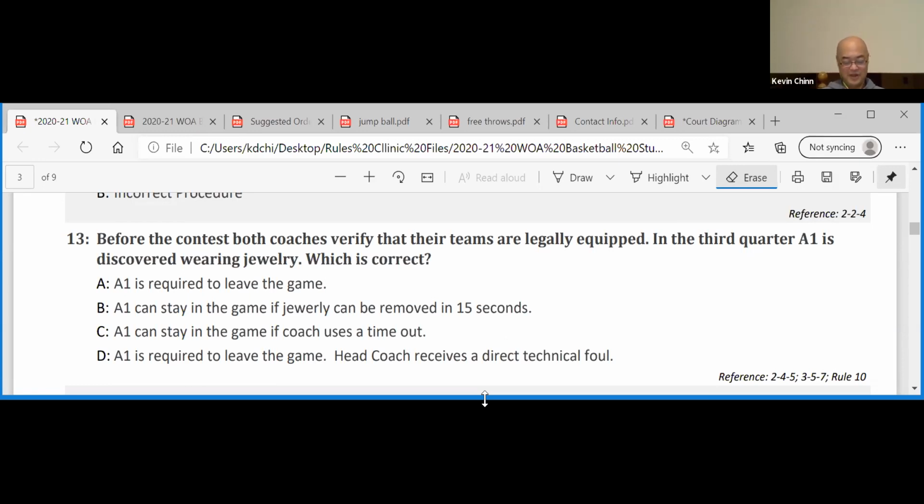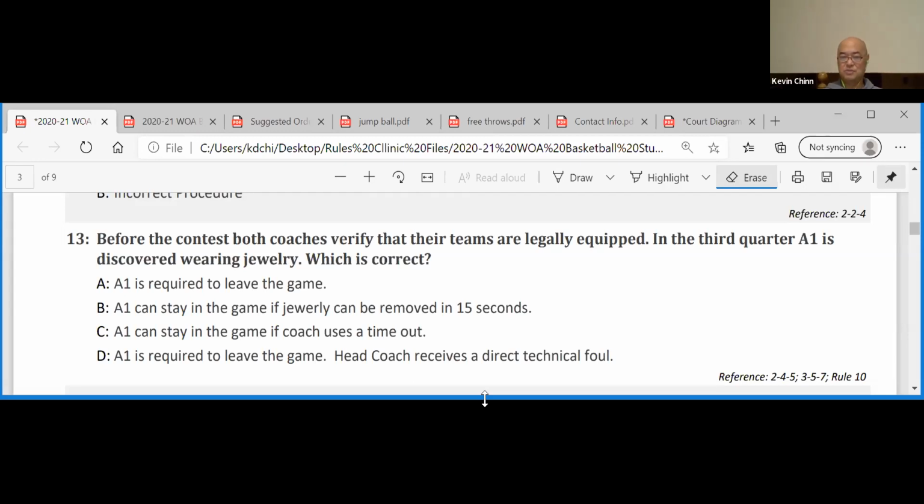All right. So the correct answer is A. If you read the reference, it's pretty straightforward. When you have a player that for some reason you did not catch, he's got a piece of jewelry that you didn't see, and he comes in the game and he's playing, the player has to leave the game. The rules are pretty simple. No jewelry. They cannot buy him back with a timeout. He's got to take him out and bring a sub in. He can come back into the game later on.